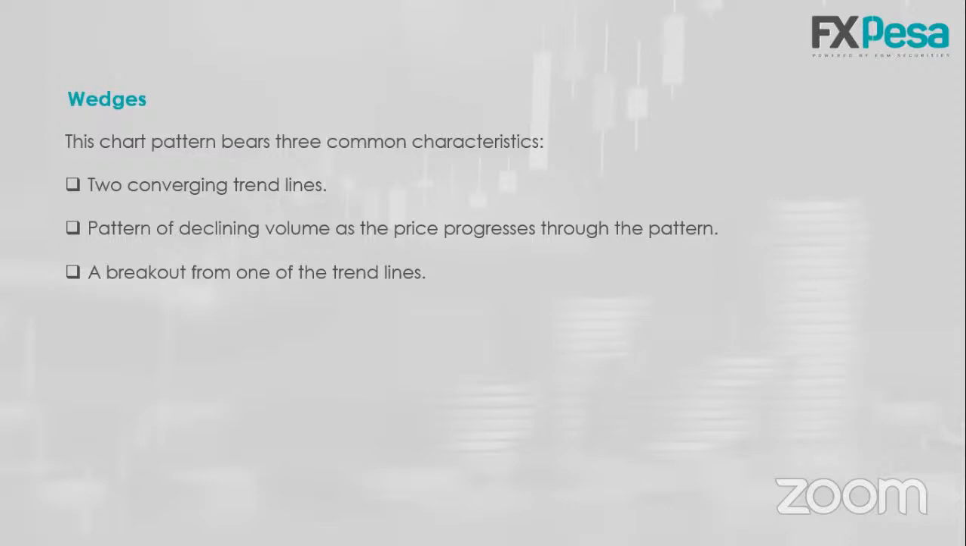Usually you will determine this kind of wedge forming when there's declining volume for one particular side of the market. There could be declining volume for the bulls or declining volume for the bears. When you see this declining volume, it shows that the pattern is underway and is currently being formed. A breakout is also a crucial characteristic you have to identify in a wedge, and the breakout will appear either in favor of a buy or in favor of a sell.